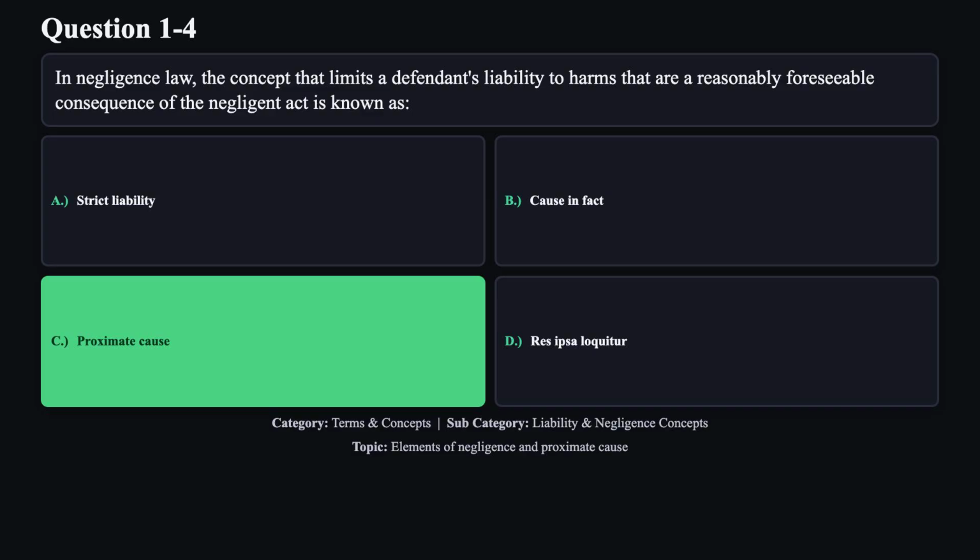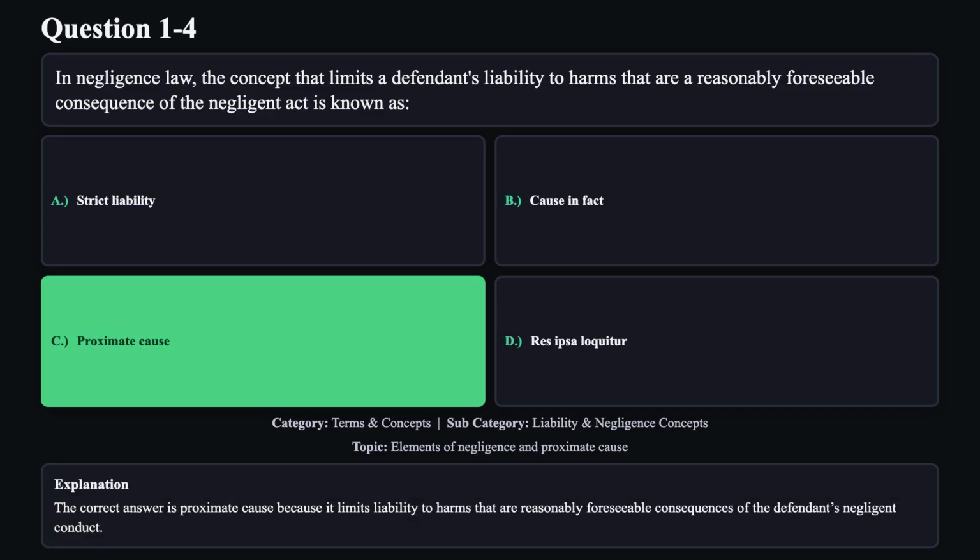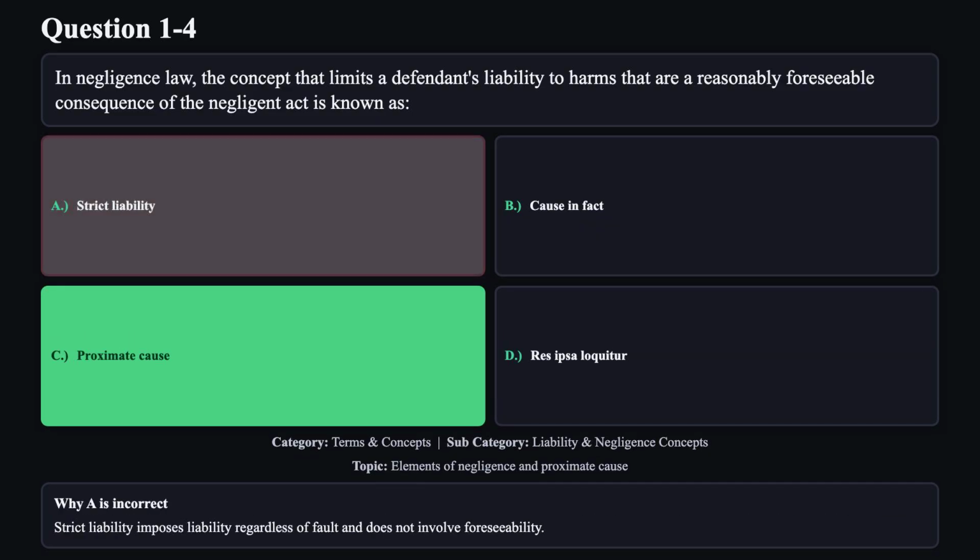The correct answer is C. The correct answer is proximate cause because it limits liability to harms that are reasonably foreseeable consequences of the defendant's negligent conduct. Reason A is not correct. Strict liability imposes liability regardless of fault and does not involve foreseeability.